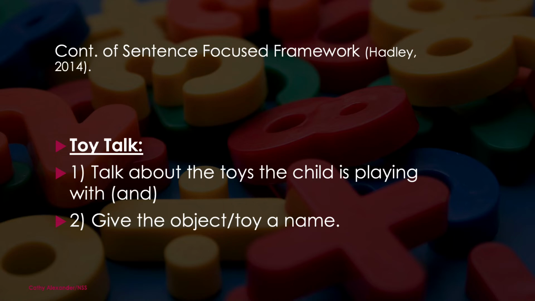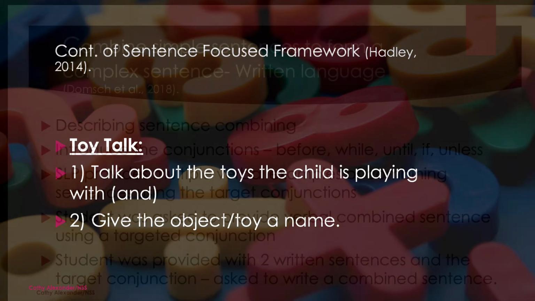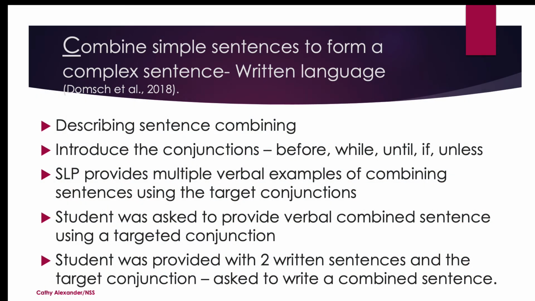So both of these include improving vocabulary. So basically, we're talking about a vocabulary goal here, including both nouns and verbs. And these may facilitate diversity of the children's sentences. Before students wrote, and I think this is important here, the SLPs provided multiple verbal examples of combining sentences using the target conjunction. Then the student was asked to provide verbal combined sentences using one of the targeted conjunctions.